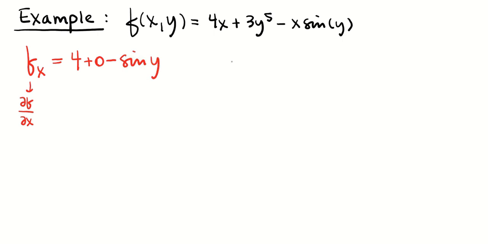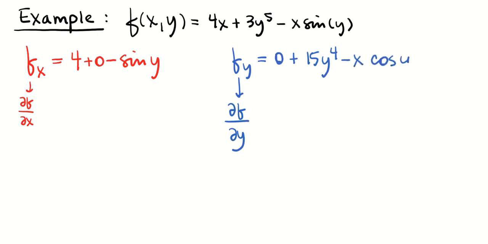Okay. And then fy, which is the same thing as the partial derivative of f with respect to y, that's going to be, okay, the derivative of 4x will be 0 because it's constant with respect to y, plus 15y to the 4, and then, well, now I'm taking with respect to y, so I need the derivative of sine of y, which is going to be cosine of y, and x is just going to be a number. Now we know that the derivative of 2 sine of t with respect to t is going to be 2 cosine t. So this would be minus x times cosine y. And this is how we take partial derivatives.